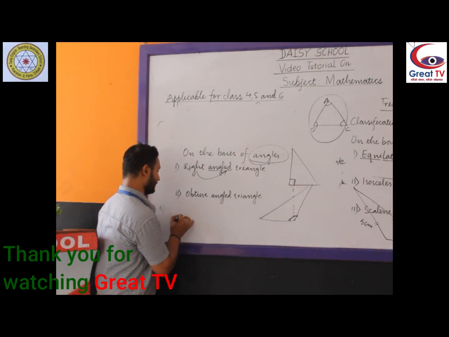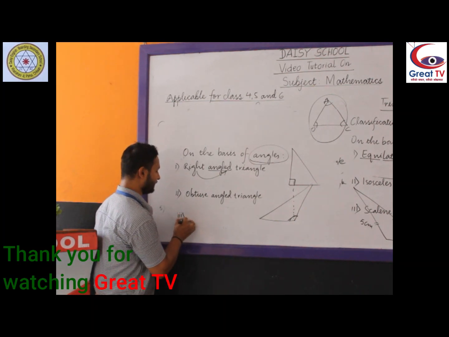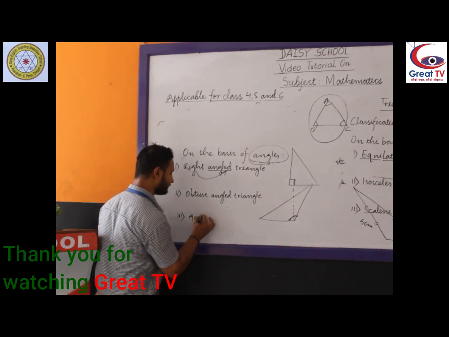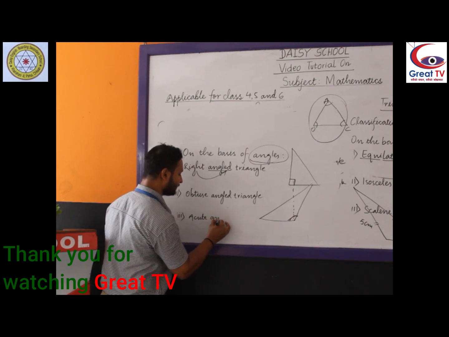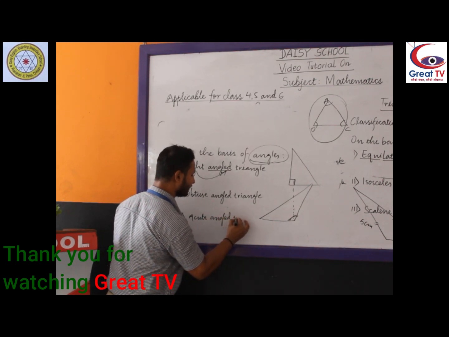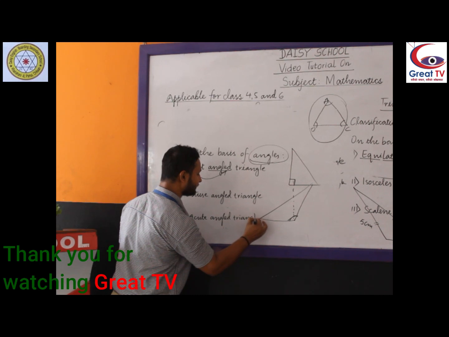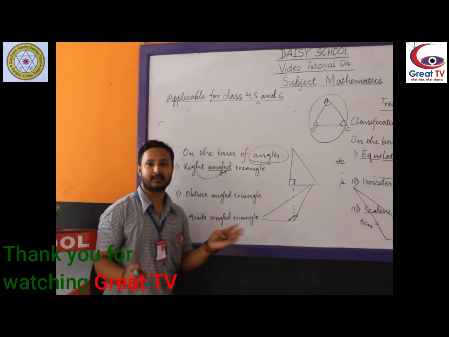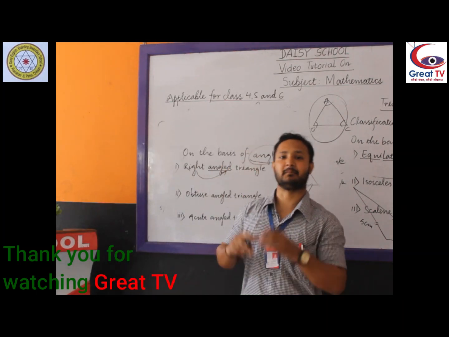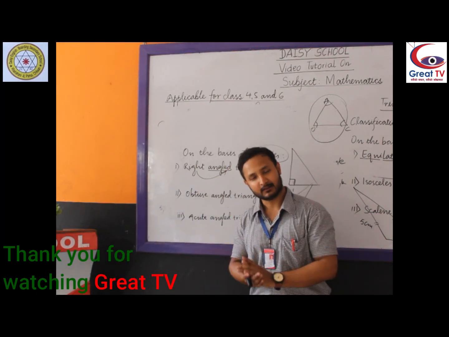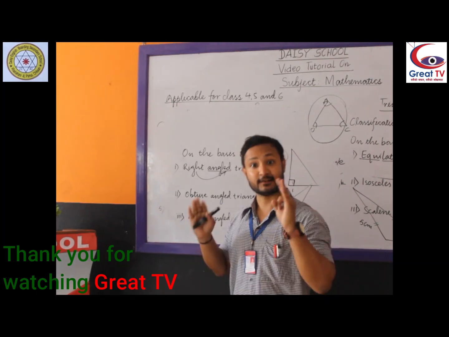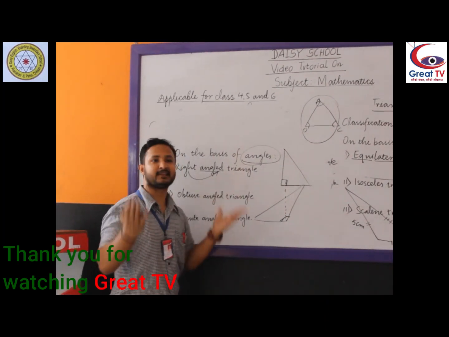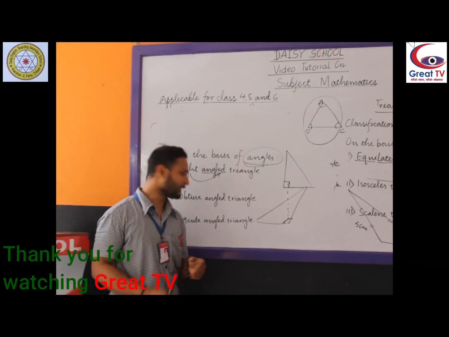Next, switch to another triangle. And that is acute angle triangle. So, what does acute angle mean? Acute angle means the angle which is less than 90 degrees. The angle which is less than 90 degrees is called an acute angle.